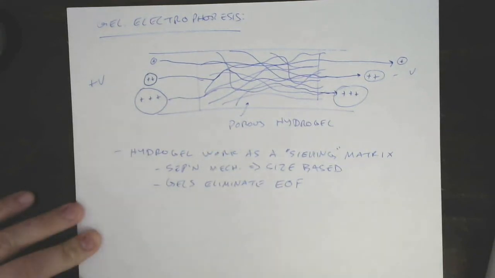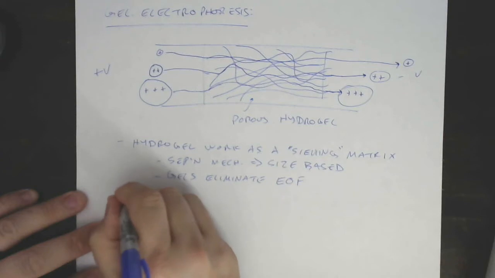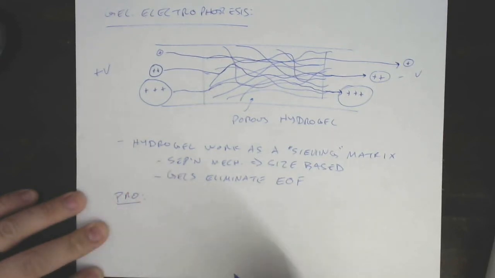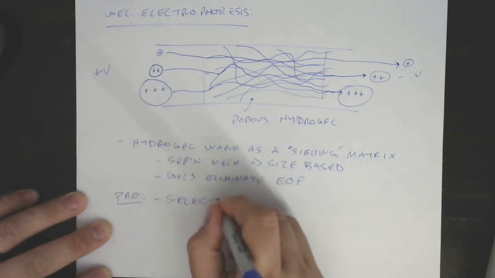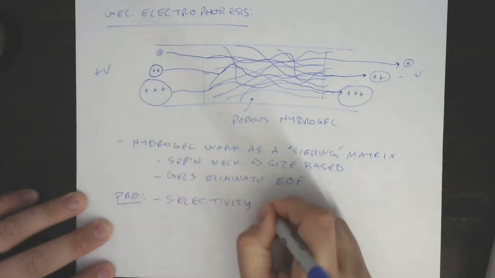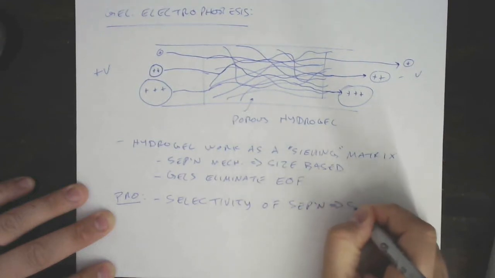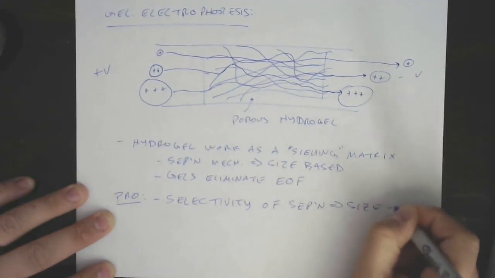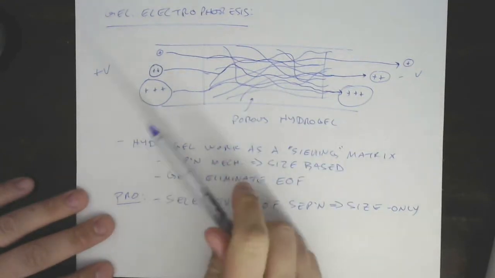There are pros and there are cons to doing gel electrophoresis. Let's start with a list of pros. So the selectivity, kind of the whole point, the thing we've just talked about, is changing the selectivity of the separation. It becomes size only. There's another thing actually that is kind of beneficial here.